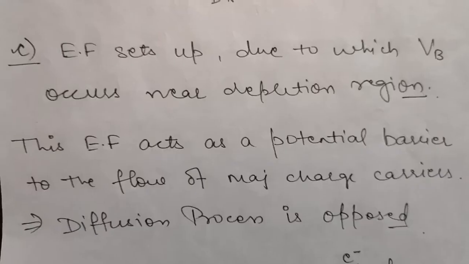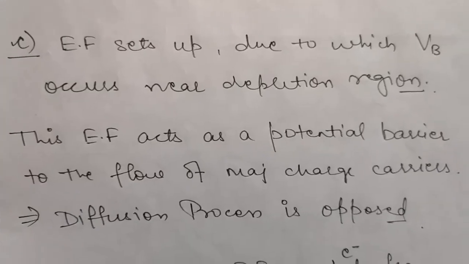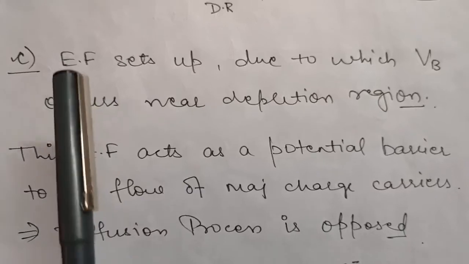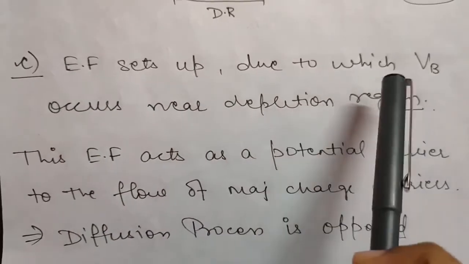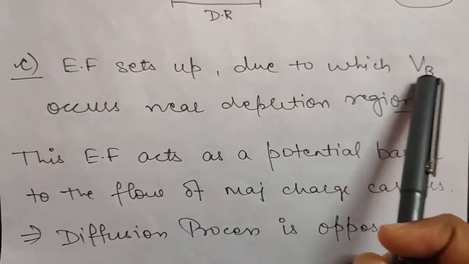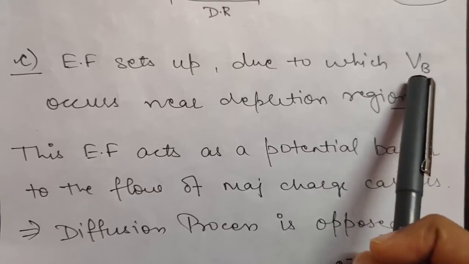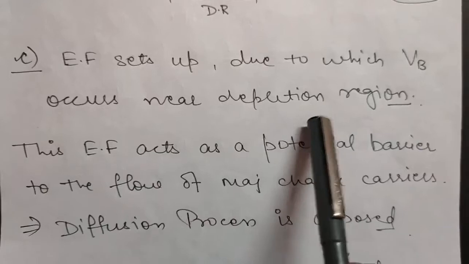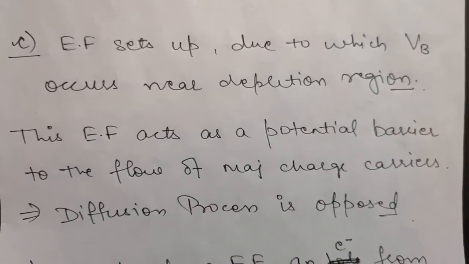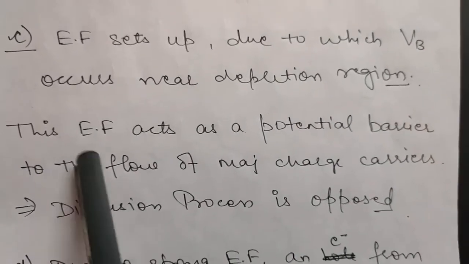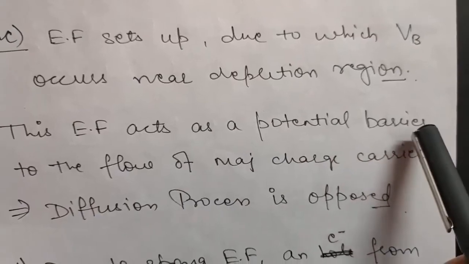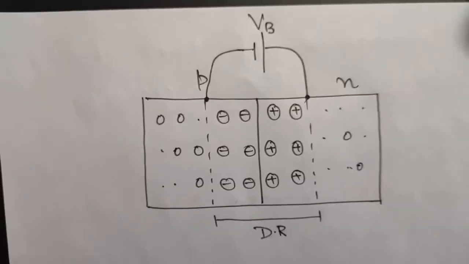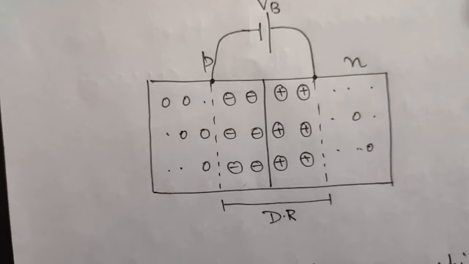So you can say due to your immobile ions, an electric field is set up, and due to this electric field, a potential barrier is created. I'll be denoting the potential barrier by VB. Okay, the potential barrier occurs near the depletion region. Okay, so what is happening? This electric field is acting as a potential barrier. Okay, so now understand what will happen due to this potential barrier.